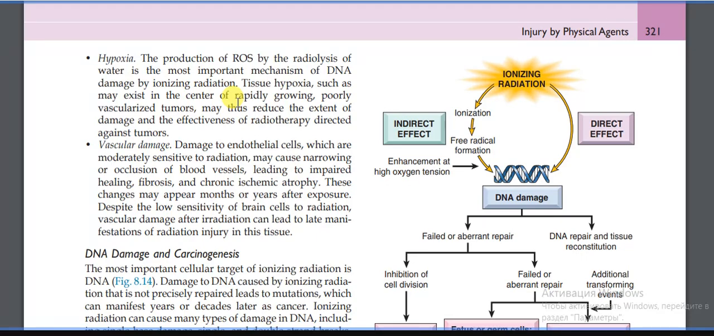And also don't forget that injury to endothelium causes the formation of clots, thrombi, and can even worsen this ischemic injury to these tissues. These changes may appear months or years after exposure. Despite the low sensitivity of brain cells to radiation, vascular damage after irradiation can lead to late manifestation of radiation injury in this tissue. So, the best example, as you might have heard, is Chernobyl.